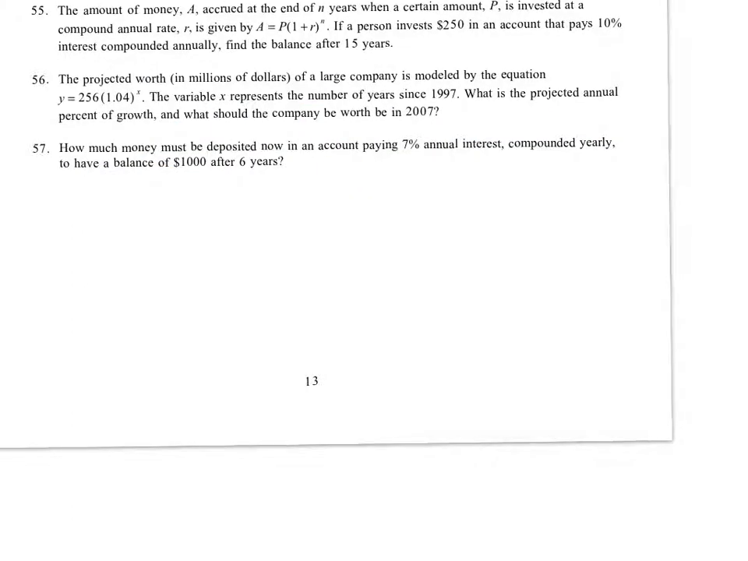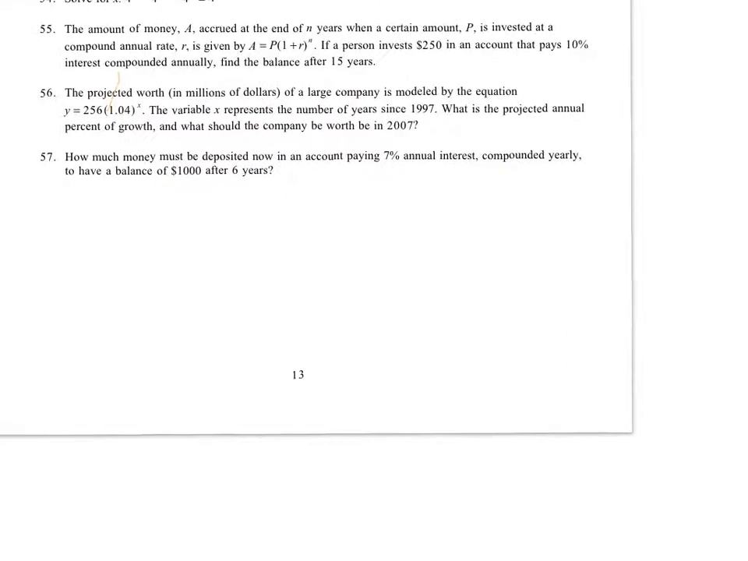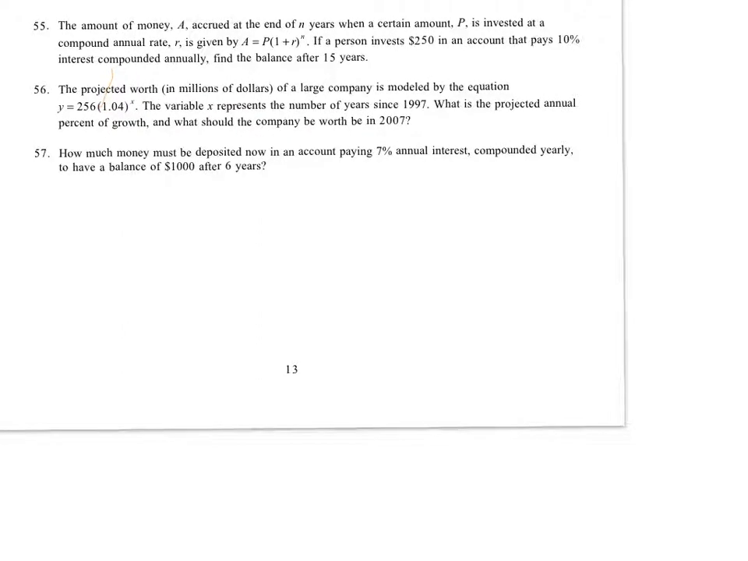All right, I'm going to do one of the three of these. And that looks like number 57, because that looks a little bit more interesting. I'm not doing 55 or 56. How much money deposited now into an account paying 7% annual interest? Okay, so this is P that we're looking for. R is equal to 0.07. Compounded yearly. Have a balance of $1,000. That's A, and that's T, 6 years.